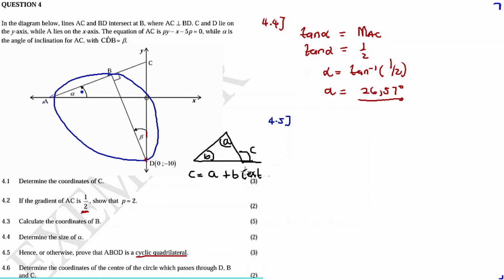Note, this angle is actually 90 degrees. How do I know it is 90 degrees? Because the y-axis is always perpendicular to the x-axis. Now, angle ABD, let's start with angle ABD.